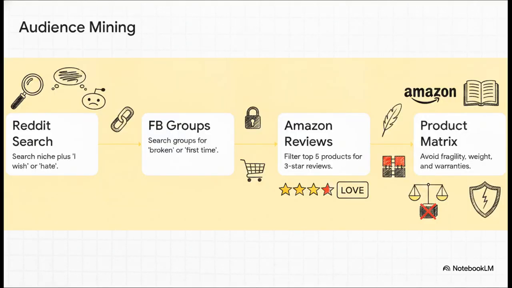That brings us to Phase 3, Niche Community and Audience Language Mining. Again, we are not guessing what the market wants. We are going to extract exact friction points and vocabulary directly from community complaints. Start with a Google Boolean search for Reddit, combining your niche with phrases like "I wish" or "hate." Join private Facebook groups and search for keywords like "broken" or "first time." Then, head over to Amazon, locate the top 5 products in your niche, and read only the 3-star reviews. Finally, run a quick product matrix check to ensure your idea avoids excessive fragility, heavy shipping weight, and highly complex warranties.